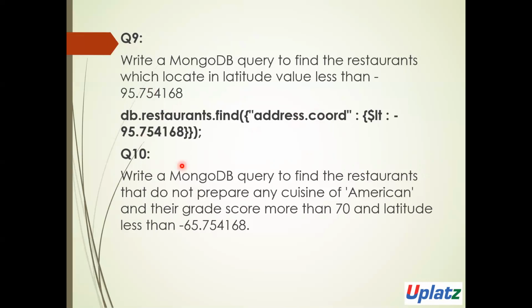So the next question is, write a MongoDB query to find restaurants that do not prepare any cuisine of American and their grade score is more than 70 and latitude is less than this. So what they are asking us is to return the restaurant which does not prepare American cuisine, and their score is more than 70, and their latitude is less than this.